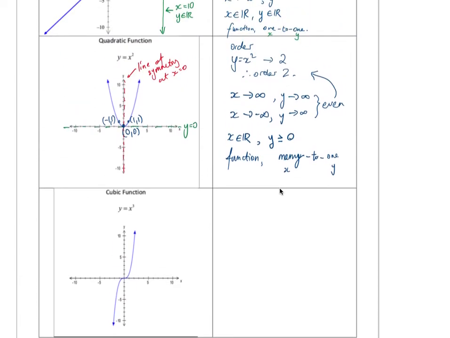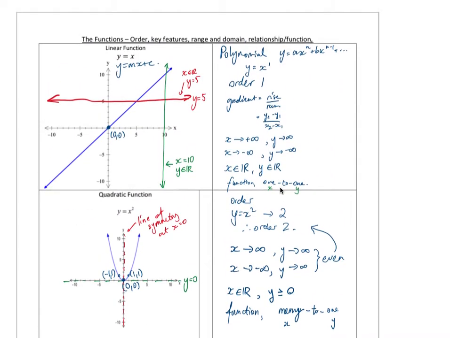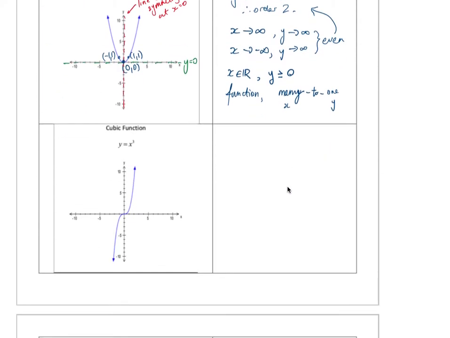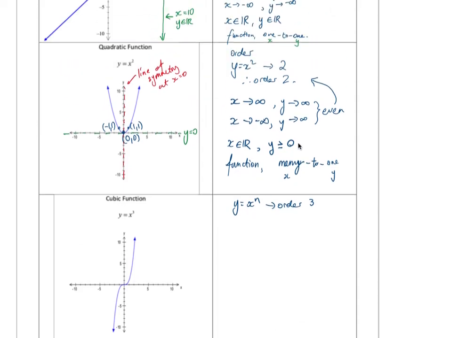Onto the cubic functions, I think we've completed that. Key features, order, domain, I think so, yep. Let's have a look at the cubic function. We know it's a polynomial still because it follows the form x to the n. Therefore, the order is 3 as the highest power is 3.